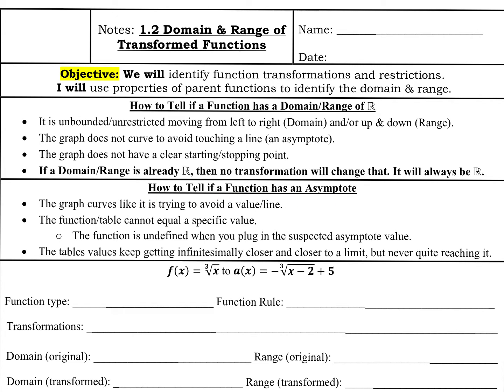I also included a bit about how to tell if a function has an asymptote. If you're looking at a graph, the graph will curve to avoid touching a value, so it won't pass through that value. Another way of looking at it is you'll get an undefined if you plug that value into the function, so it could show up on the table. The table will say undefined, or the table will approach a limit. A lot of times the table will get closer and closer to zero, but it'll never quite reach it. So you would just look at the number you're approaching and say, oh, that's where my asymptote is. But other than that, let's get to these examples here.